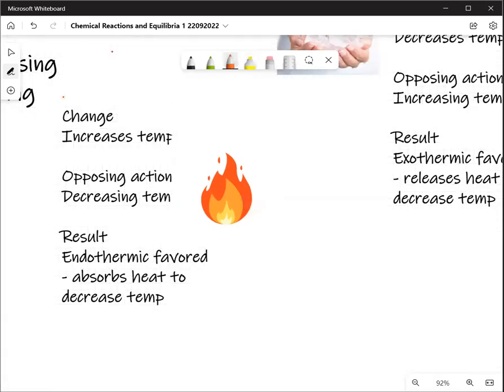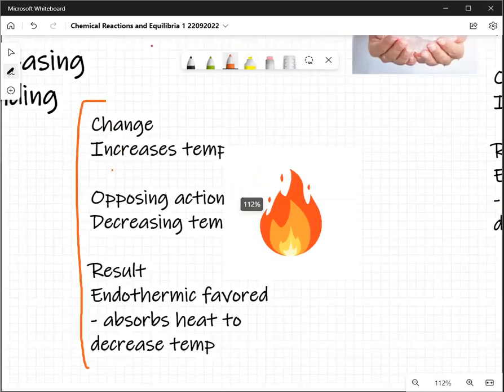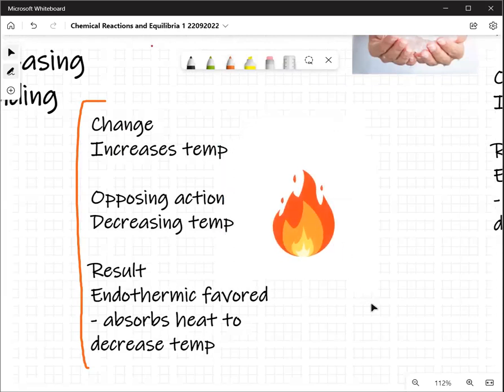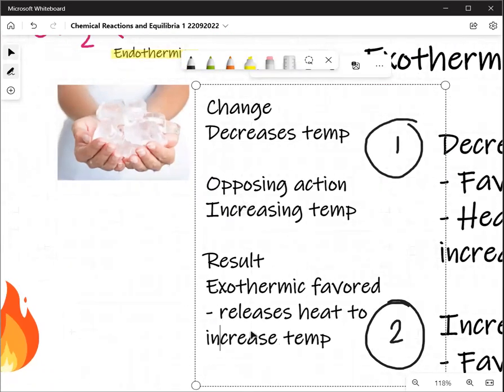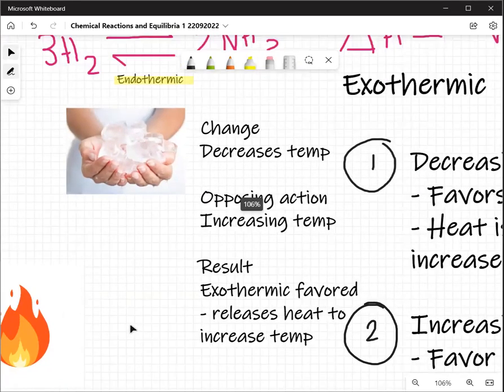Now, read this once. The change: increase temperature, opposing action: decrease temperature. Result: endothermic favored, absorbs heat to decrease temperature. Now this one. The change: decrease temperature, opposing action: increasing temperature. Result: exothermic favored, releases heat to increase temperature. Sorry, not decrease, that's wrong. Obviously, increase temperature. Okay, make sense?